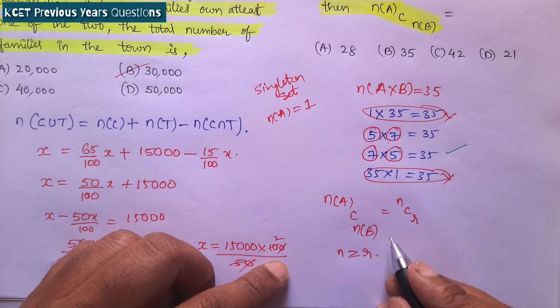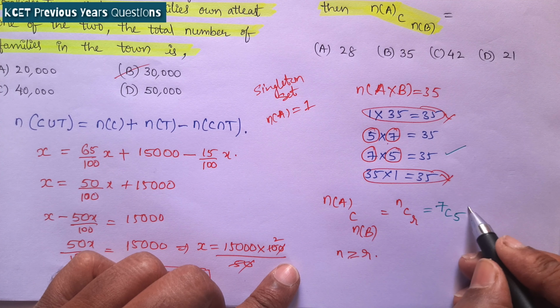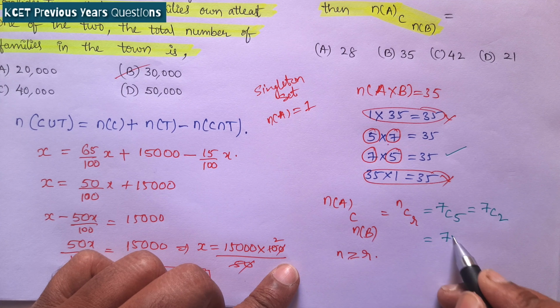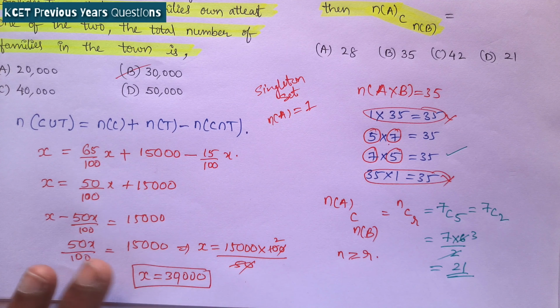Now we have to find out 7C5. So 7C5 we can also write as 7C2, right? So the 7C2 formula is 7 into 6 divided by 2. 2 ones are 2, 2 threes are 6, so 7 threes are 21 is our answer.